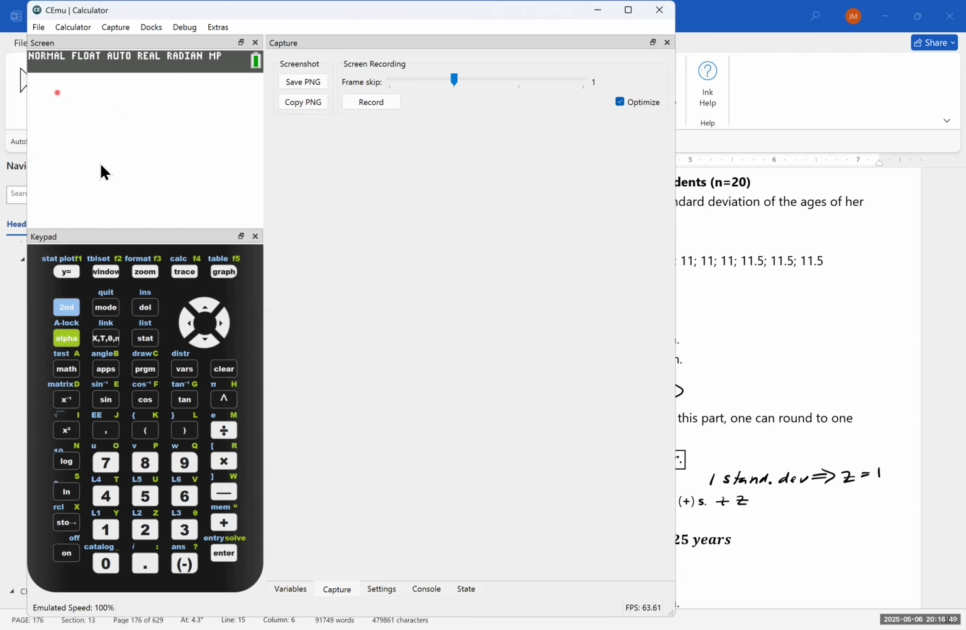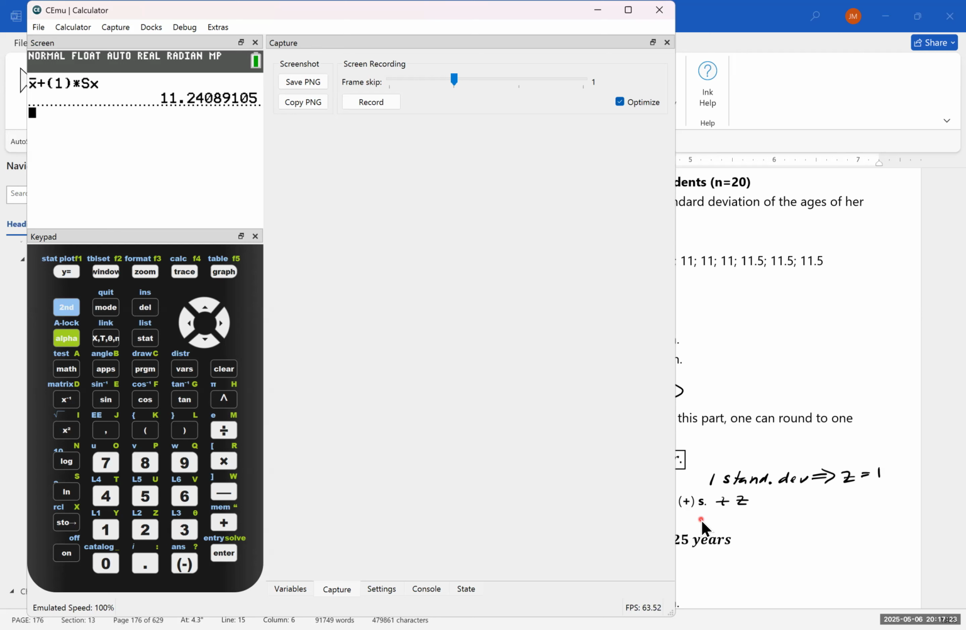Okay, so we need to put X bar. So I'm going to hit variables, stats, okay, X bar plus, positive 1, Z, and then that's going to be times the standard deviation. So I'm going to hit the vars button, go down to statistics, go to SX, and hit enter. Okay, and I get 11.24.